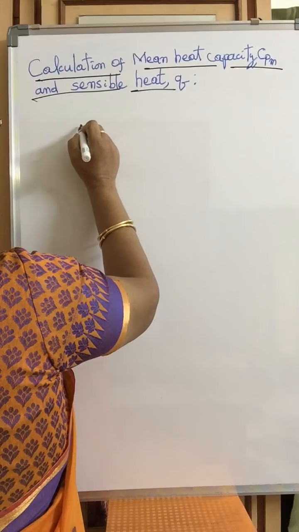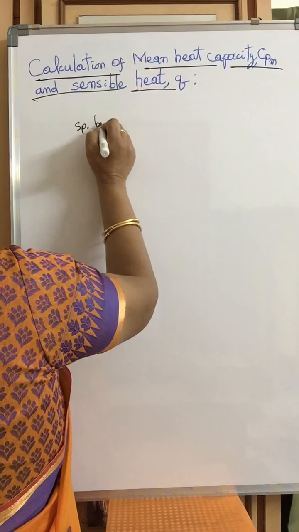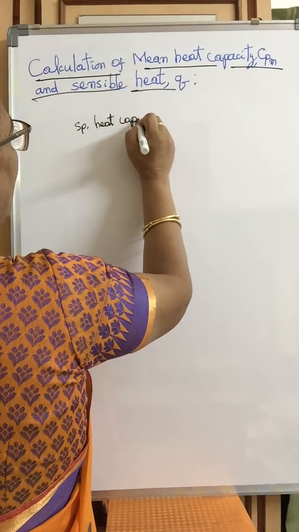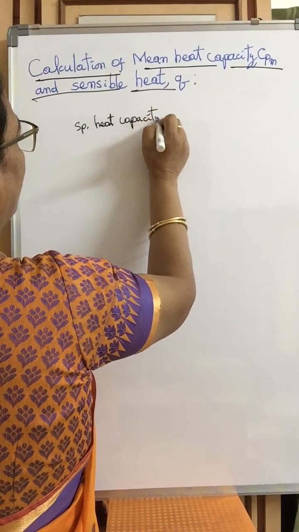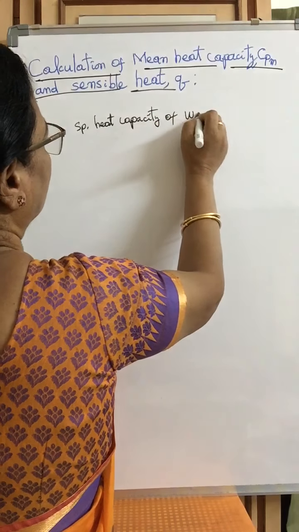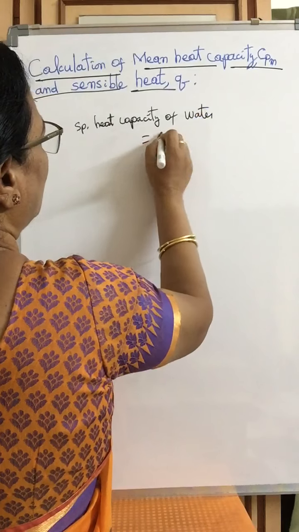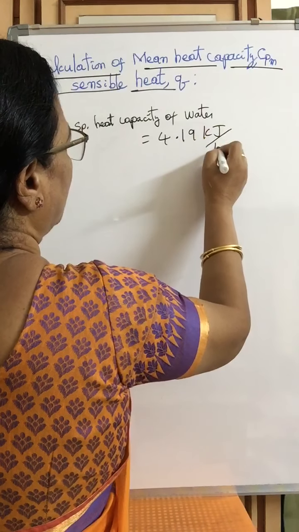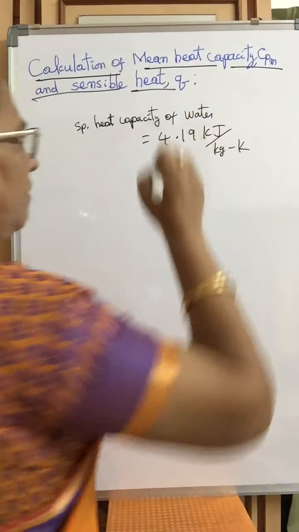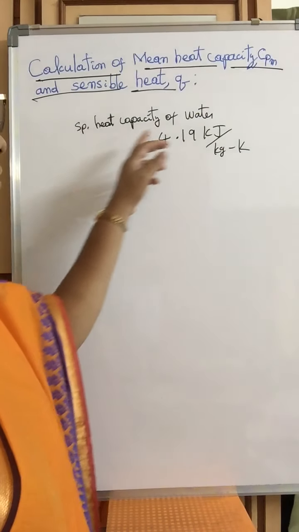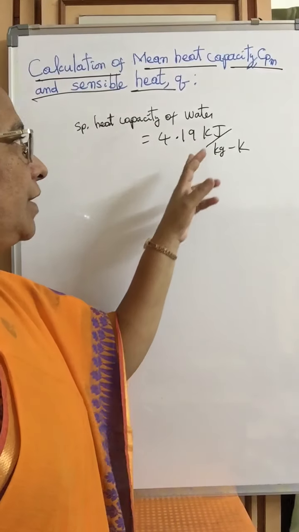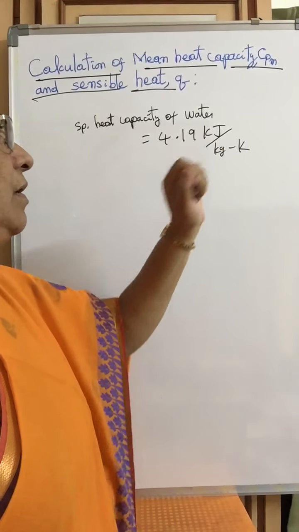Specific heat capacity of water is equal to 4.19 kilojoules per kg per Kelvin. Okay, specific heat of water is 4.19 kilojoules per kg per Kelvin. What is the meaning of this?